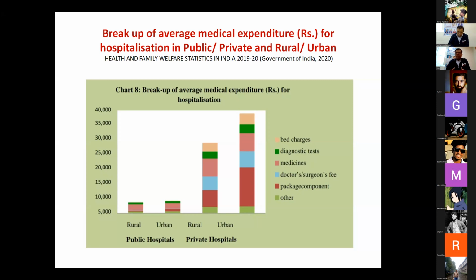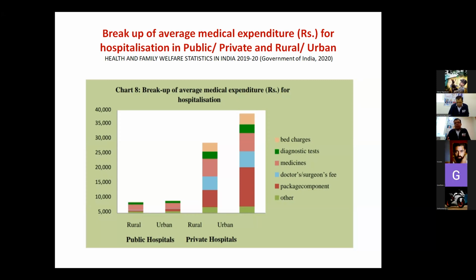So we have the private hospitals and we have the government hospitals. We have the rural areas, we have the urban areas. In rural areas, we have public hospitals as well as private hospitals. In urban areas, we have public hospitals as well as private hospitals. Now let us see how much we spend when we get hospitalized in a private hospital or a public hospital. First of all, this difference is huge.